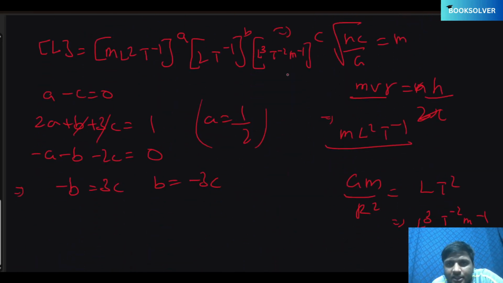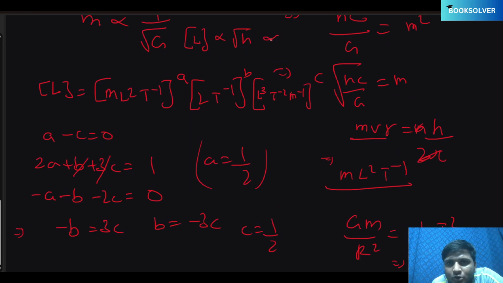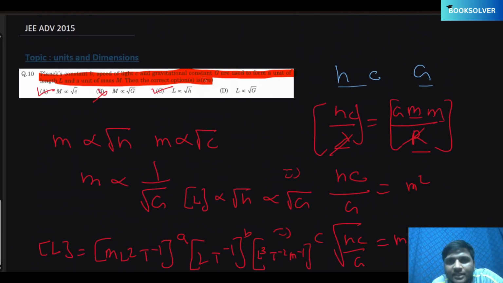Now for G, we have to find what c is. a equals c, so c is also equal to half. So we can clearly say that length is also proportional to root under G. Hence our option D is also proved. So this is how, without completely doing all the calculations, we have got our answer, that is A, C and D. This is our final answer. Thank you everyone.